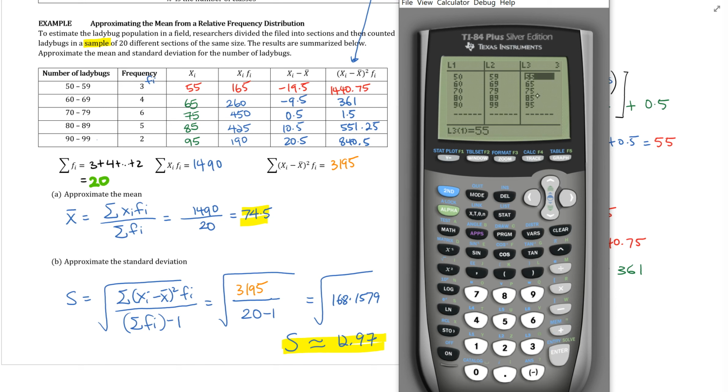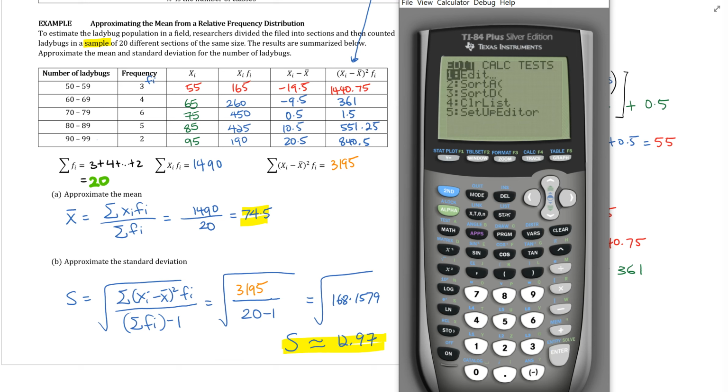Once I have that, I'm going to need the frequency, right? Frequency is in the second column here: 3, 4, 6, 5, 2. I'm going to enter frequency in L4. Okay, that is 3, 4, 6, 5, 2. That's my frequency. My class midpoint is in L3 and my frequency is in L4. So these are the two columns that I need to compute the mean and standard deviation.